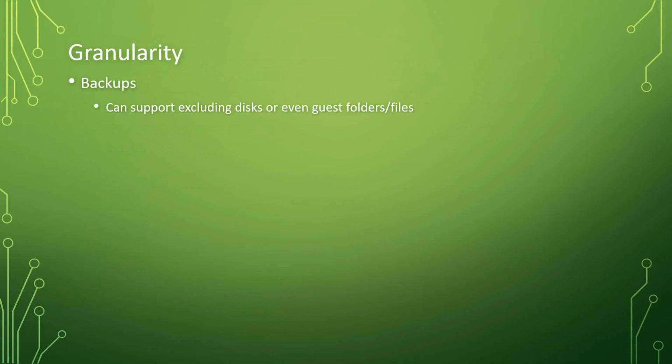Now, your granularity. Your backups, typically you can support excluding disks. So if you have servers that have a very large secondary disk that's used only for a swap file, and everything else is important, you could exclude only that second disk. Some products will even allow you to exclude folders or files of the virtual machine itself.